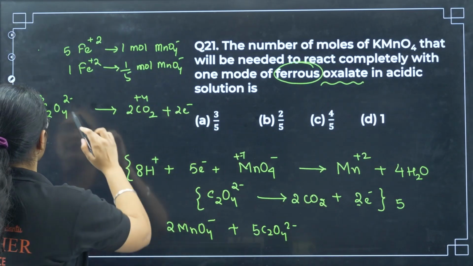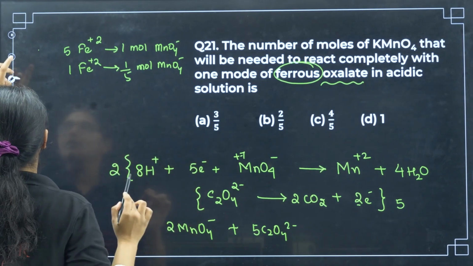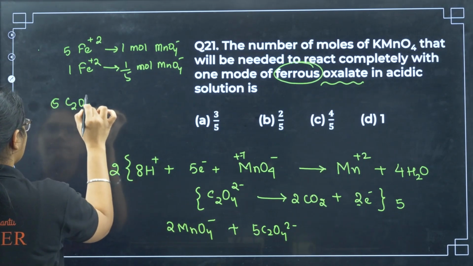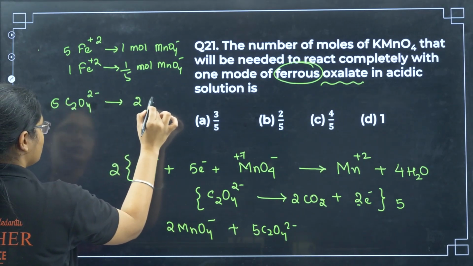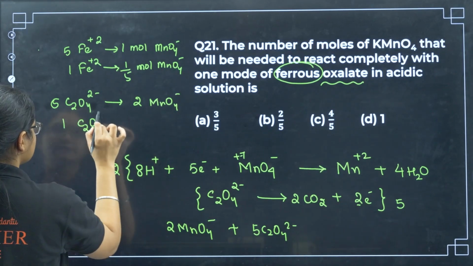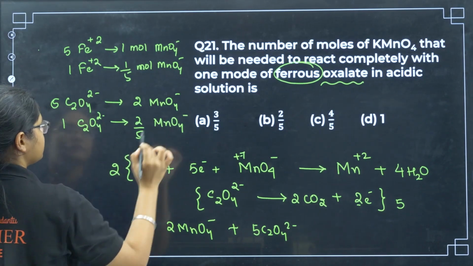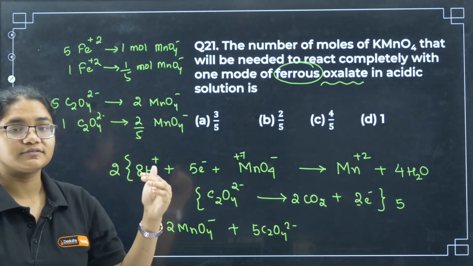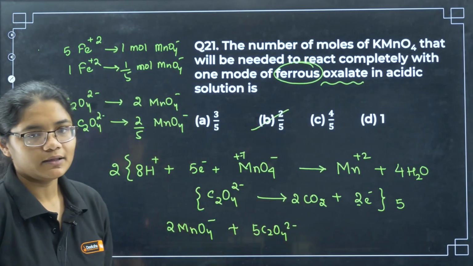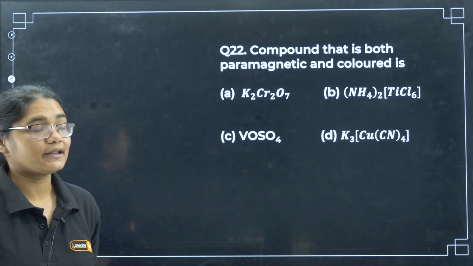So now what I can write in the equation according to this is that 5 moles of C2O4 2- is reacted or oxidized by 2 moles of MnO4-. Next, 1 mole of C2O4 2- will be reacted by 2 by 5 moles of MnO4-, okay. So for oxidizing 1 mole of C2O4 2- I require 2 by 5 moles of MnO4-, that is option number B here, okay.